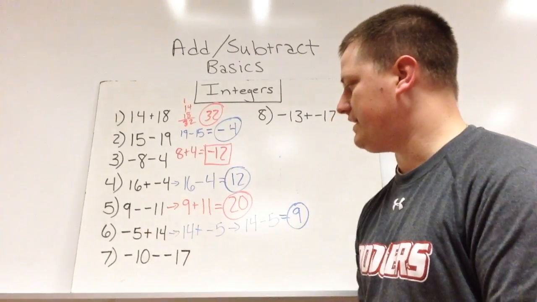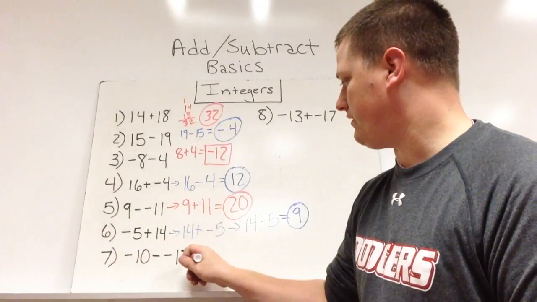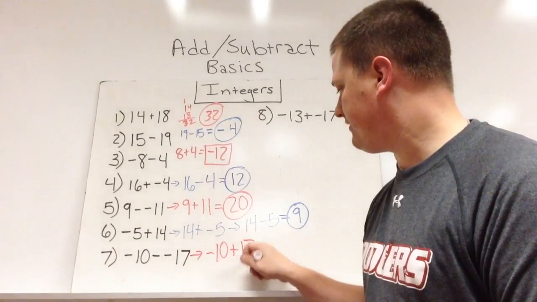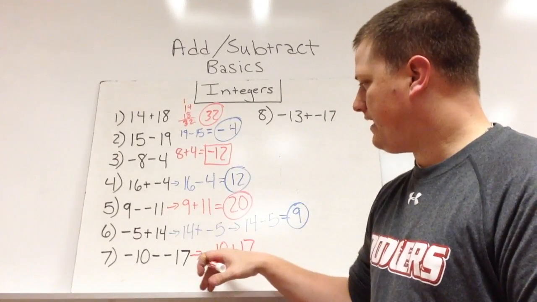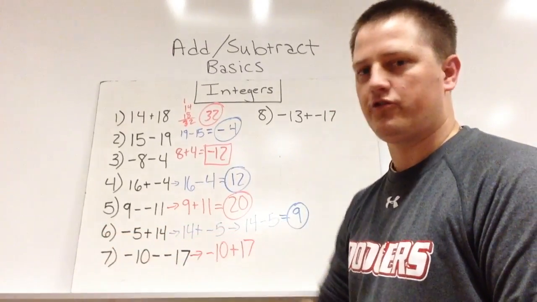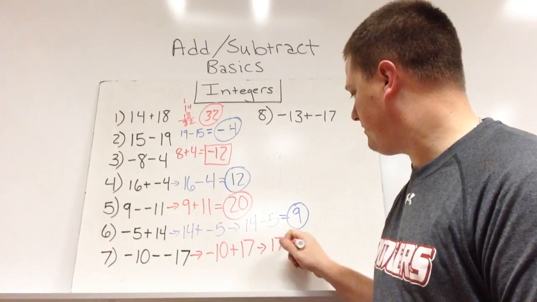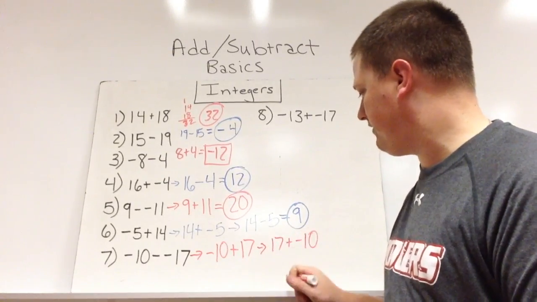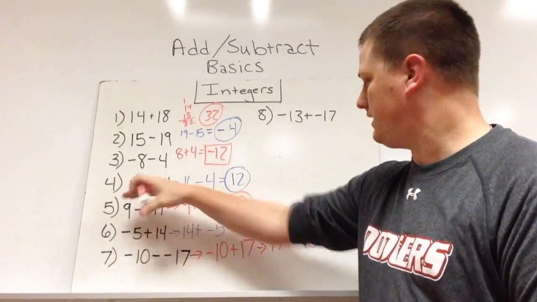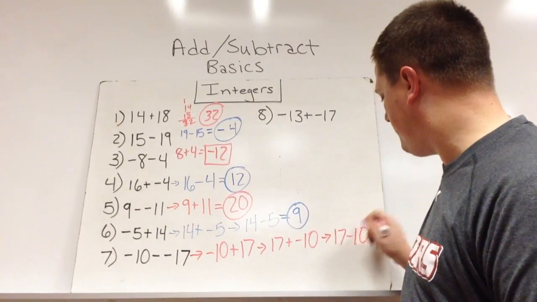Okay, number 7 takes a little bit of work. The two negatives here tells us to turn it into negative 10 plus 17. Then this looks a lot like number 6. So we're going to then rearrange this into 17 plus negative 10. Now this looks a lot like number 4. We said to go to number 4. This turns into 17 minus 10.